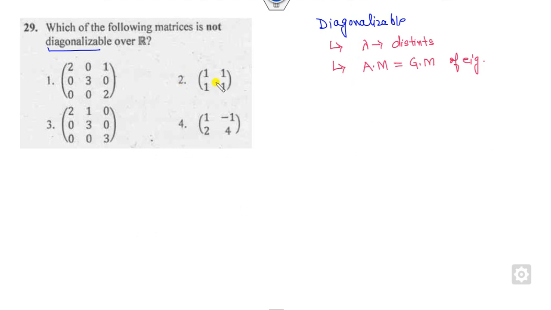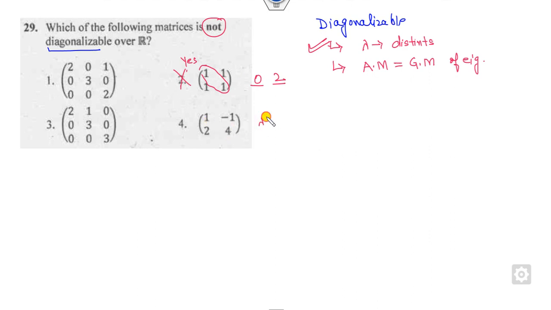So firstly, look here. It clearly says that the determinant is 0, so one of the eigenvalues is 0. Trace will be 2, so the other is this. Clearly there are distinct eigenvalues. So yes, it is diagonalizable, but we need a not. So this option is cancelled out.